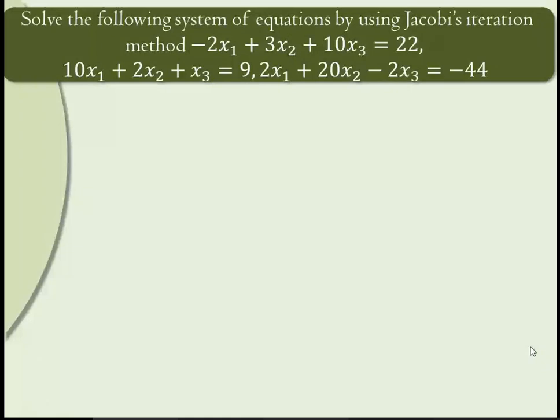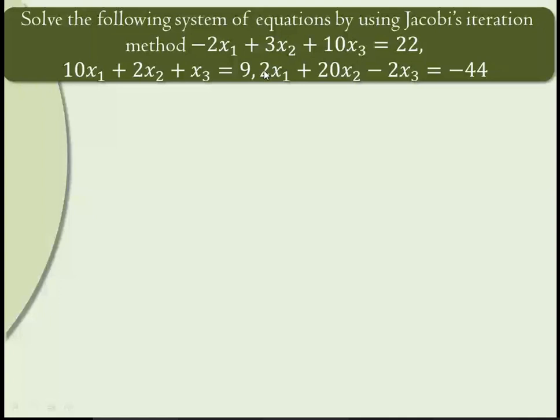Consider the next problem. Minus 2x1 plus 3x2 plus 10x3 equal to 22. 10x1 plus 2x2 plus x3 equal to 9. 2x1 plus 20x2 minus 2x3 equal to minus 44. Again check whether the coefficient of x1 in the first equation is largest or not. It is minus 2 here. In the second equation it is 10. In the third equation it is 2. So among these the largest is 10.